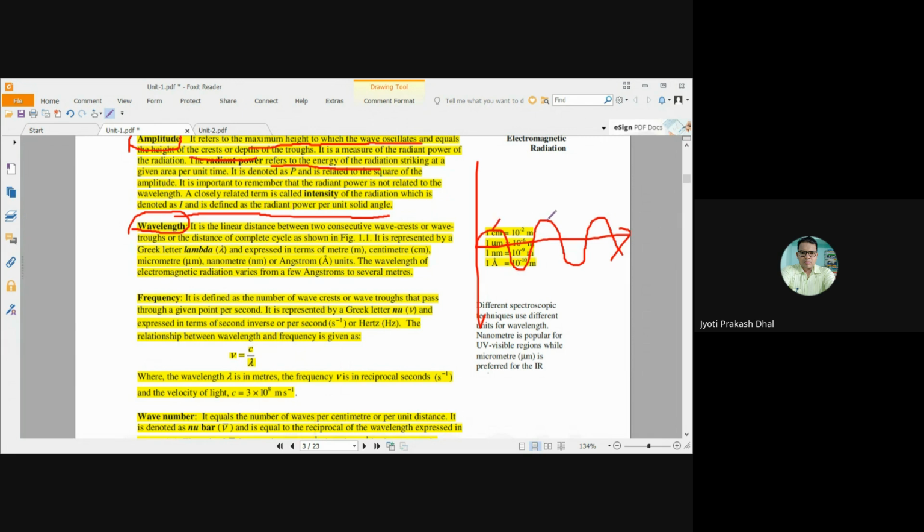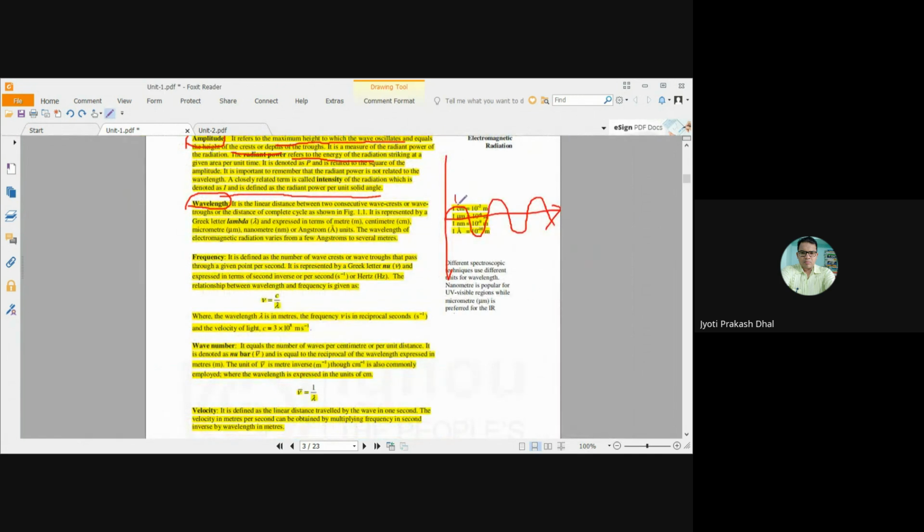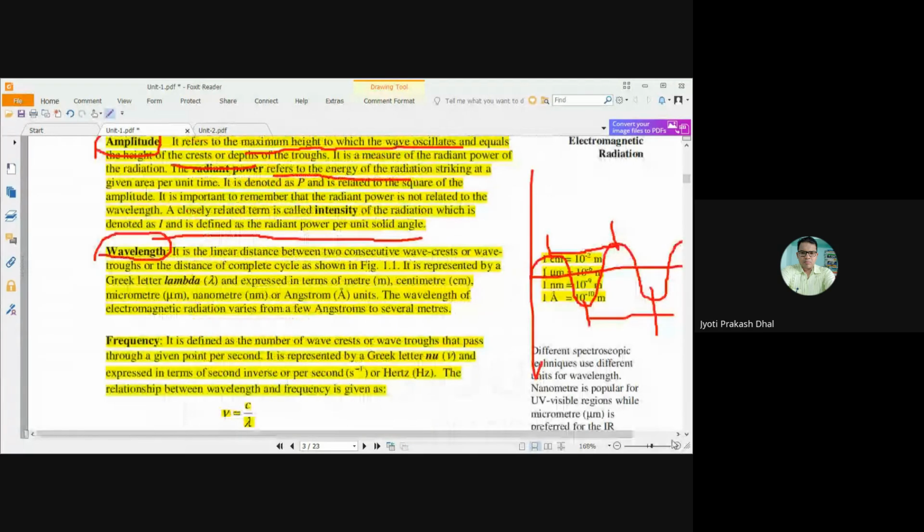And the two maxima points. So the distance between two consecutive crests, or the distance between two consecutive troughs, is known as wavelength, and it is also the distance of a complete wave. A complete wave means that it will contain one complete crest and one trough. So the length of a complete wave is known as wavelength.